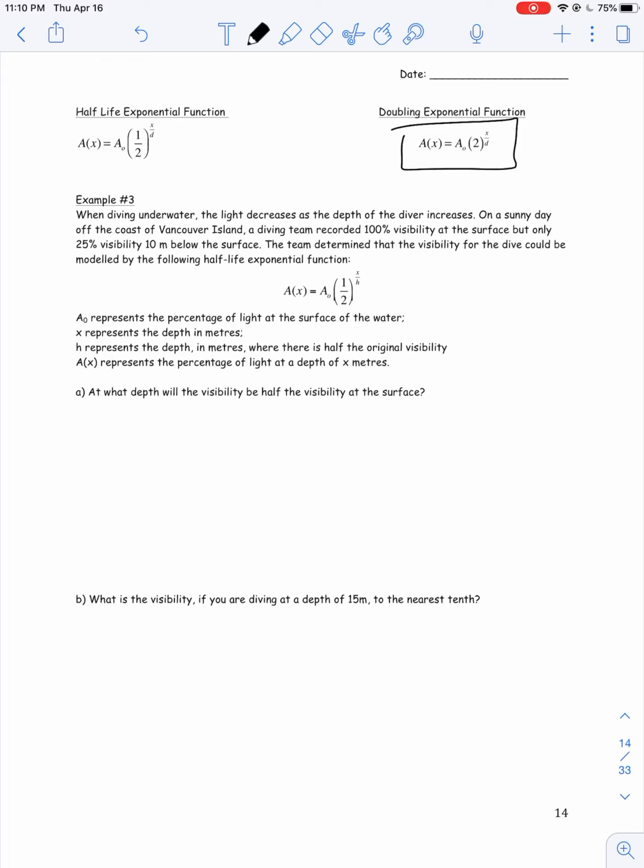When you see something is going down and they give you a half-life, like you're going from 100 to 50, and they want to know how long, you would use the half-life equation. So in this case, they're giving us the equation to use for underwater diving. It says that we have 100% visibility at the surface, but only 25% visibility 10 meters below the surface. We want to figure out the half-life.